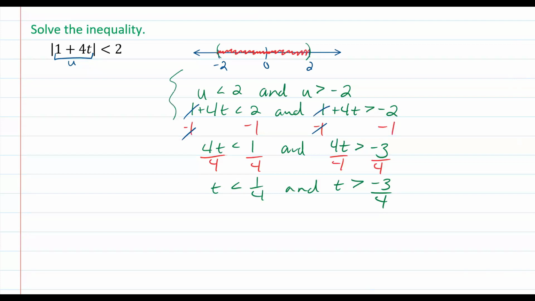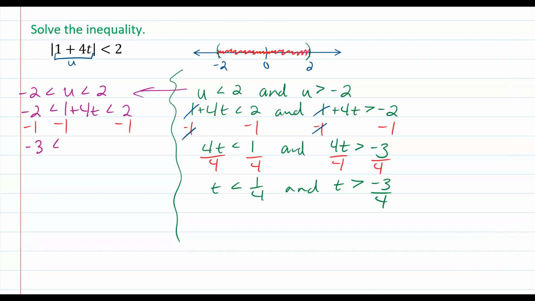Now, alternatively, I could have, at the very early stage, rewritten this compound inequality with the word and. I could have rewritten it as u is less than 2 but greater than negative 2, and then replaced u with 1 plus 4t. So negative 2 is less than 1 plus 4t, which is less than 2, and then solve the inequality that way. Again, I'm going to solve by subtracting 1 from all 3 sides. So I get negative 3 is less than 4t, which is less than 1, and then I divide by 4 on all three sides. Don't forget to reverse the inequality symbol anytime you multiply or divide by a negative. So I have negative 3/4 is less than t, which is less than 1/4. So these both are the solution set, just written in a different way.